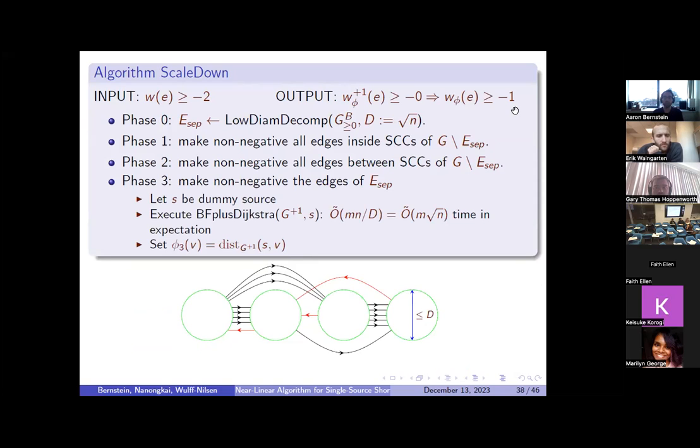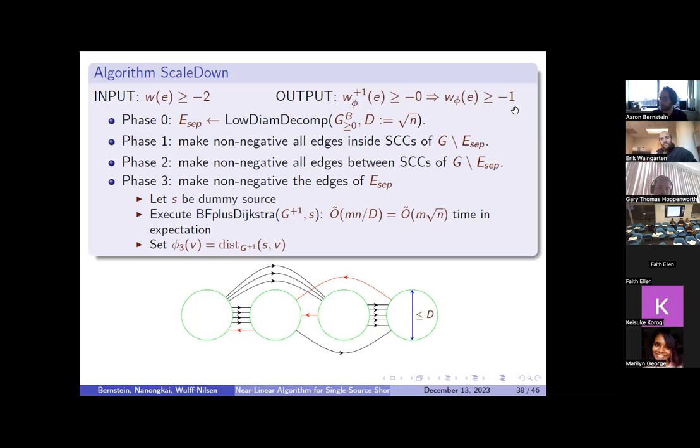So this is the algorithm. You create a dummy source, and now you just run Bellman-Ford plus Dijkstra in the whole graph from this dummy source, and it'll be efficient because shortest paths have few negative edges, and that gives you a price function. And then that price function gives you distances, and those distances immediately give you a price function for G+1. Okay, so this is the Emmerich algorithm. That's the whole algorithm.